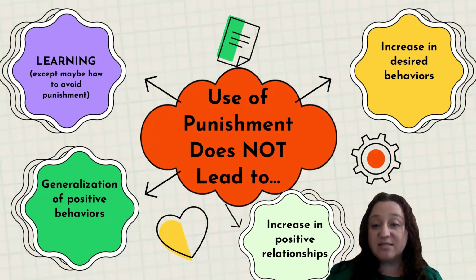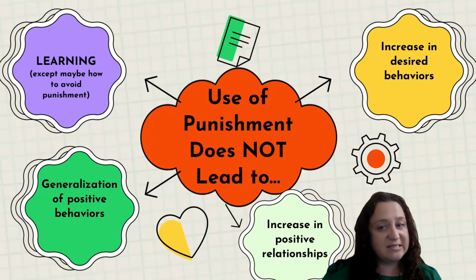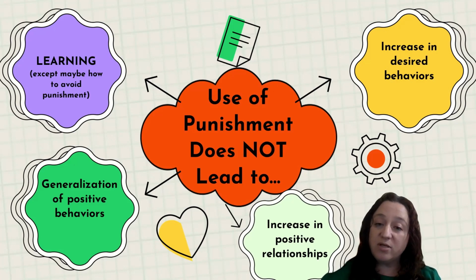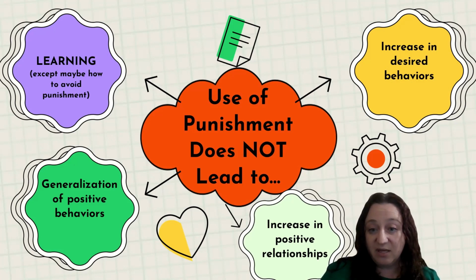Sadly, the use of punishment does not lead to an increase in desired behaviors. This is because we aren't teaching our students what to do. We're only teaching them what not to do, or we're teaching them how to be really sneaky and get away with something that they shouldn't be doing. The use of punishment does not lead to an increase in positive relationships. In fact, it does quite the opposite. What it does is push students away from us and makes them not want to confide in us and interact with us.